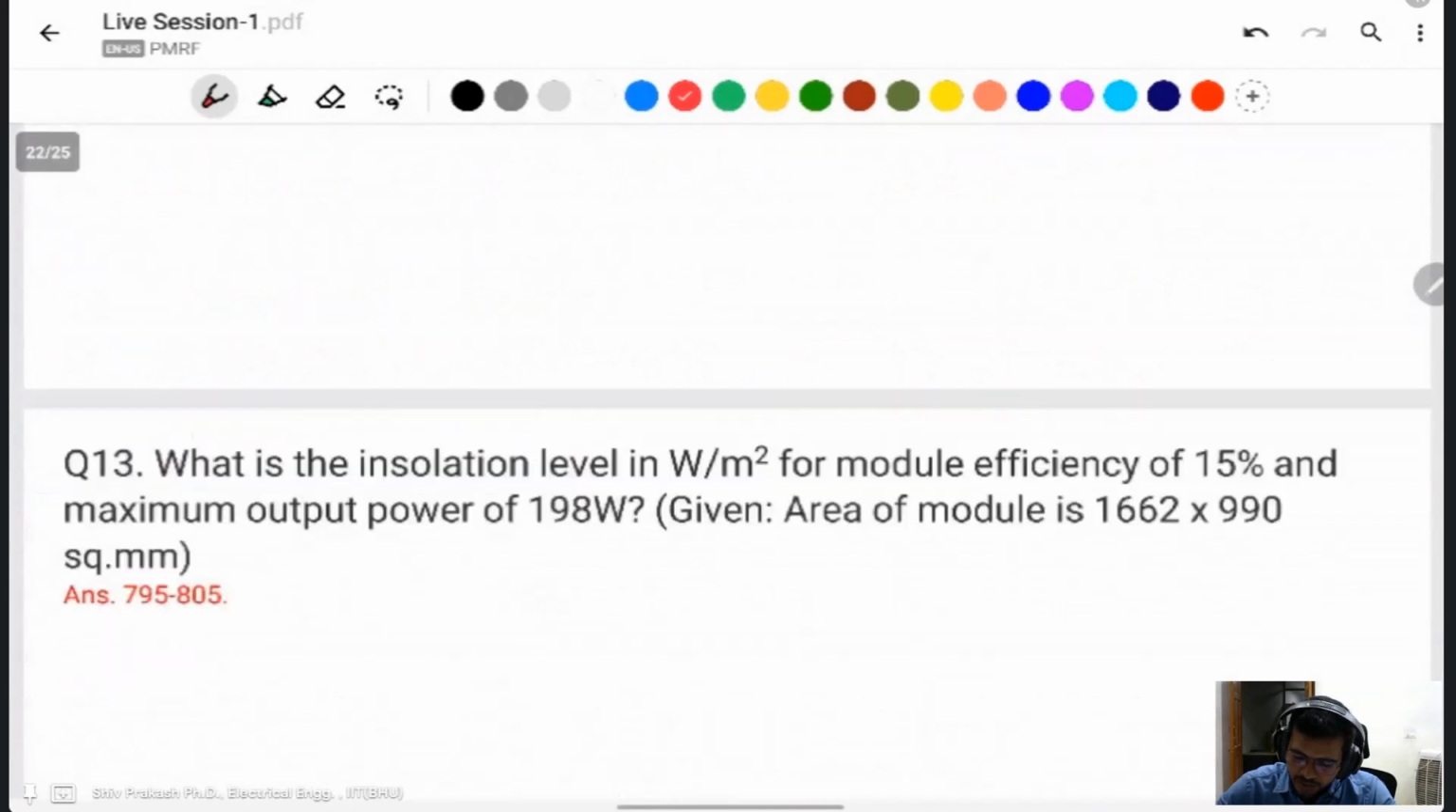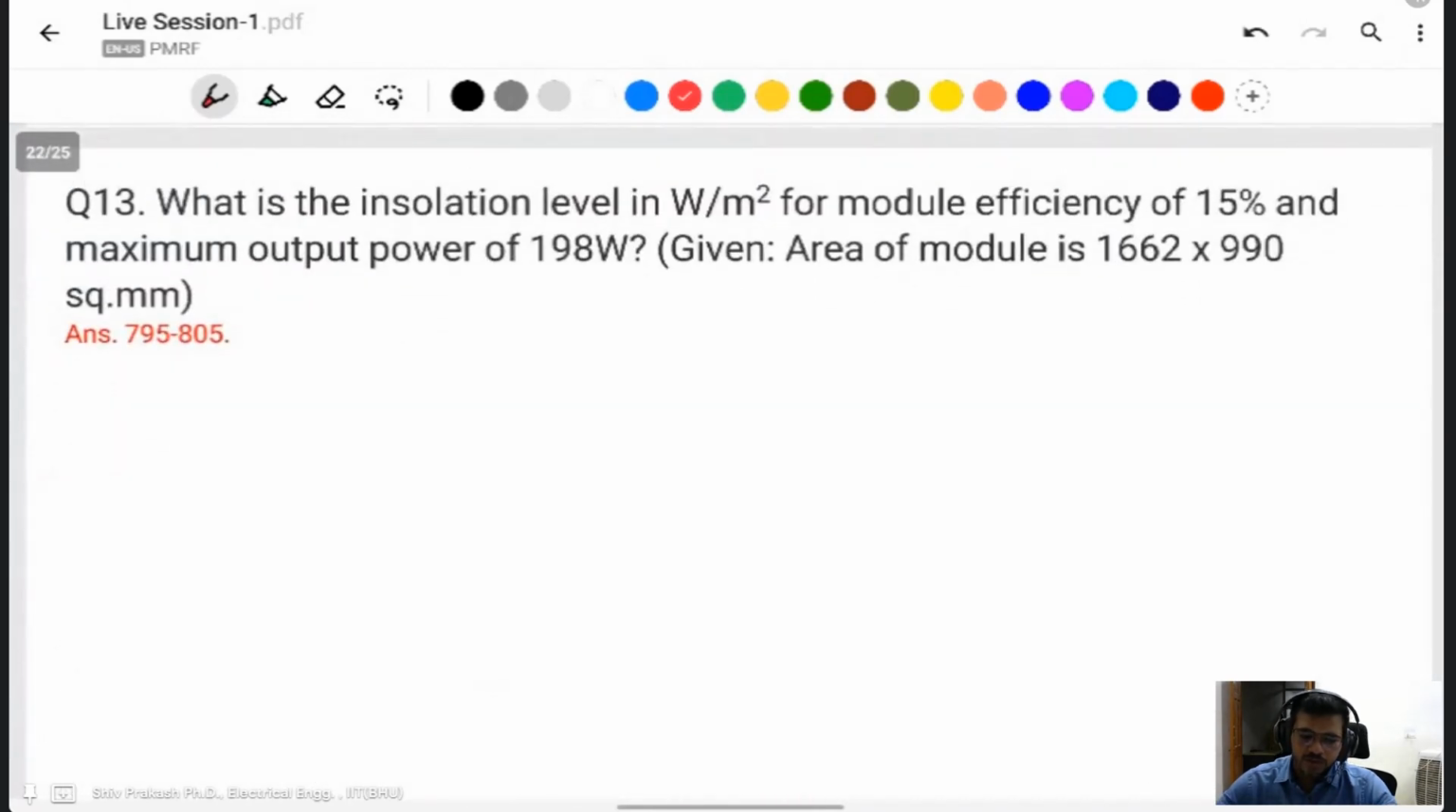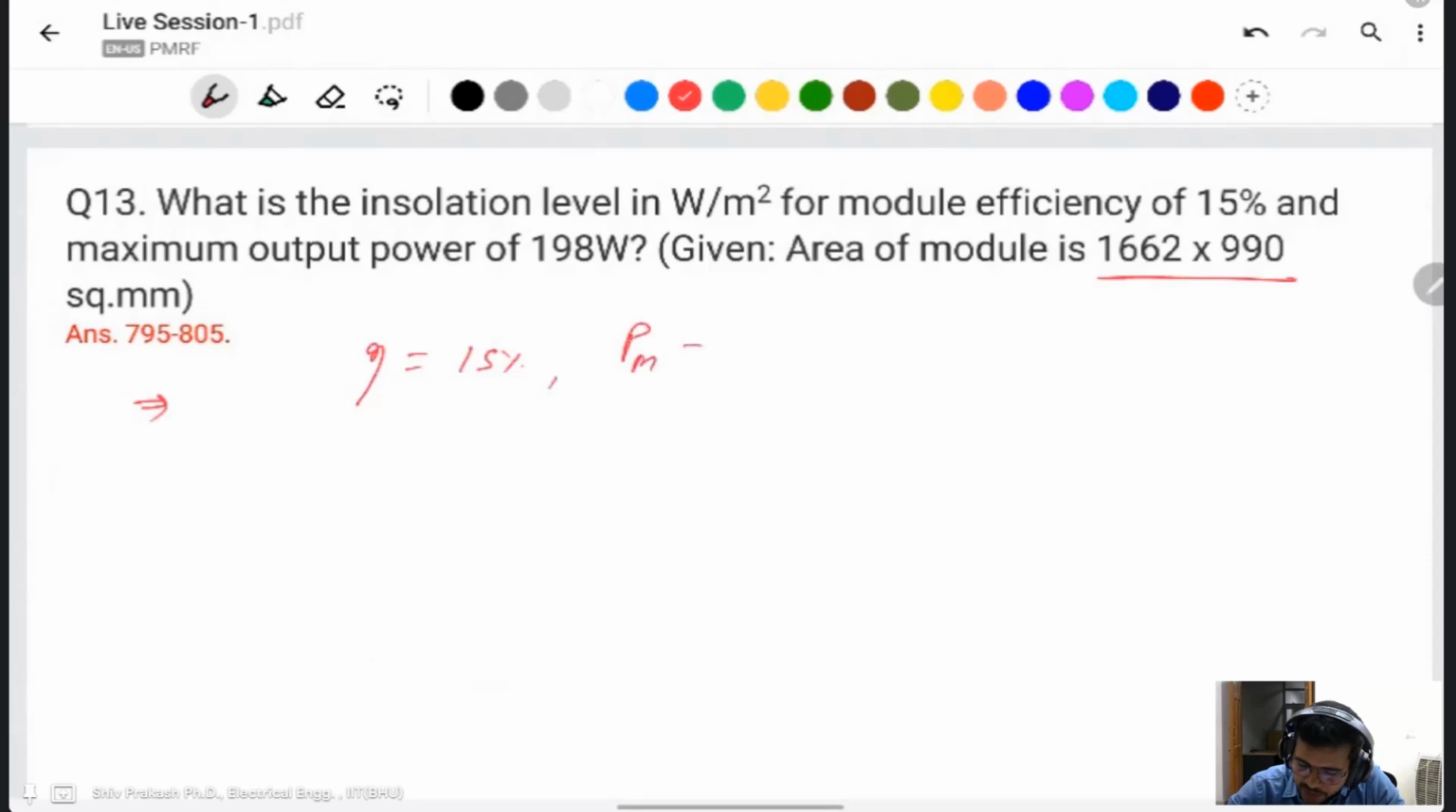Okay. The question given: what is the insolation level in watt per meter square for a module efficiency of 15% and a maximum output power of 198 watt? The area of the module is given in square mm. Efficiency is given, and maximum power PM is 198 watt.